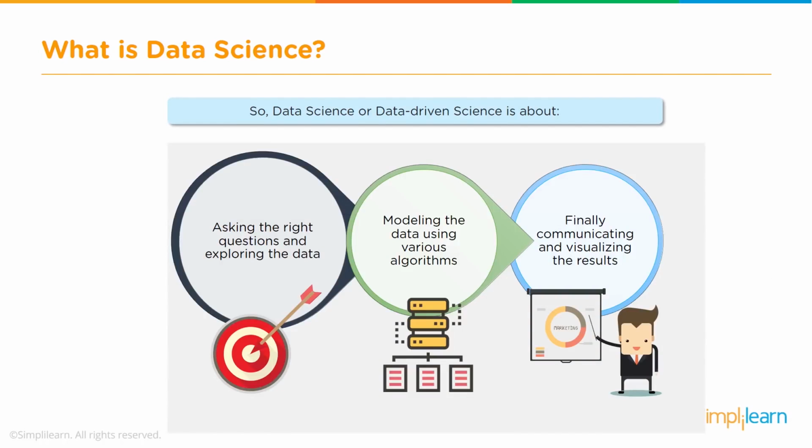So what is the process, or what are the various steps in data science? The first step is asking the right question and exploring the data. Basically, you want to know what exactly is the problem you're trying to solve. So that is asking the right question. So that is this circle out here.